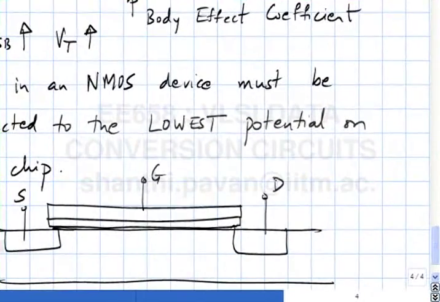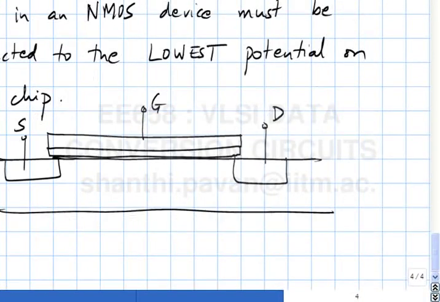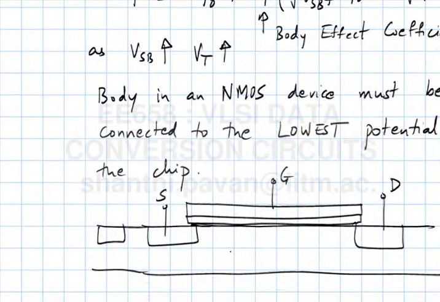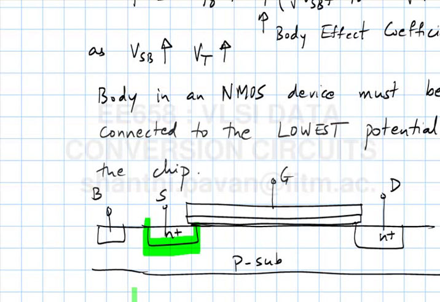So, what material is the substrate made of in an NMOS transistor? P substrate. What about the source and drain materials? N plus. Okay. So, clearly if the source goes below the substrate, so this is the body or the substrate, what can happen if the source potential goes below the body? You will forward bias this junction here. So, that is something you want to avoid.